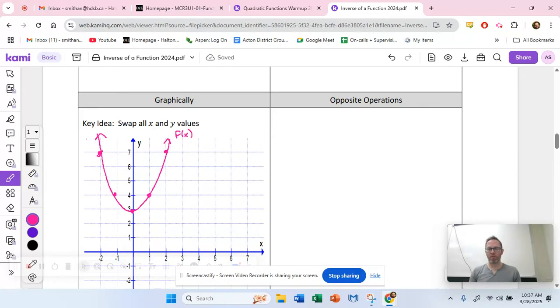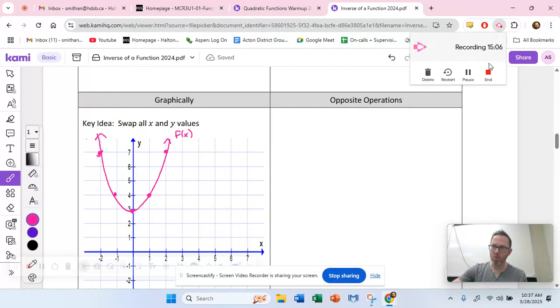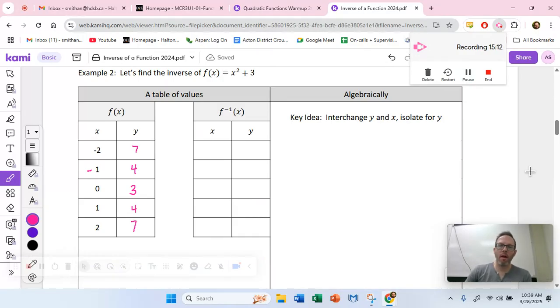I'm going to do a quick tour and check on my 3M people. Pause the video, do the table of values and graph the inverse, and see what you get. All right, here I come. We're going to get the inverse. We're going to swap the x's and y's.